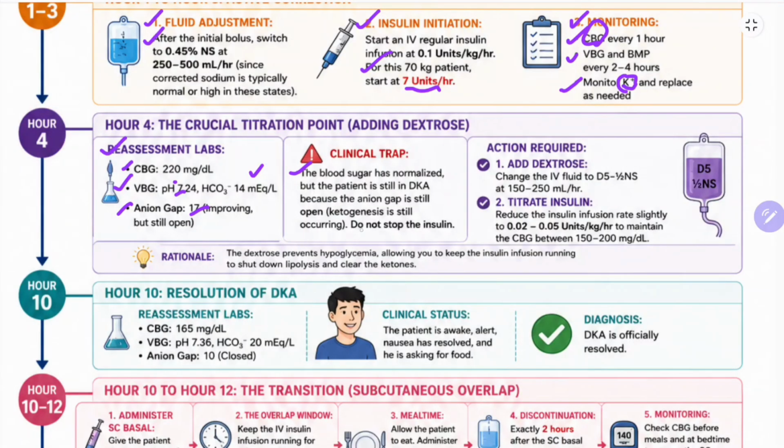Because the anion gap is still open, ketogenesis is still occurring. So do not stop insulin. What will you do? You will add dextrose. Change the IV fluid to D5 half NS at 150 to 250 ml per hour. Then titrate the insulin. Reduce the insulin infusion rate slightly to 0.02 to 0.05 units per kg per hour to maintain the current glucose between 150 to 200 milligram per deciliter.